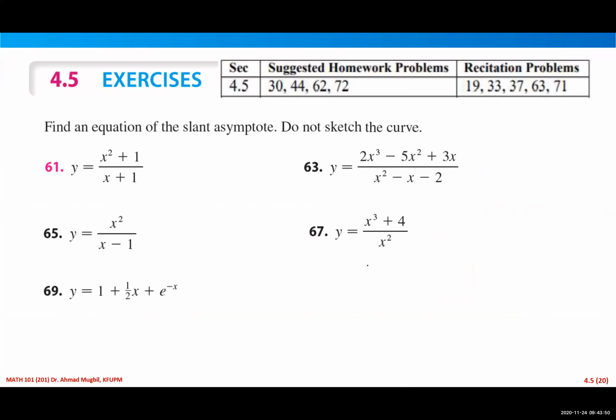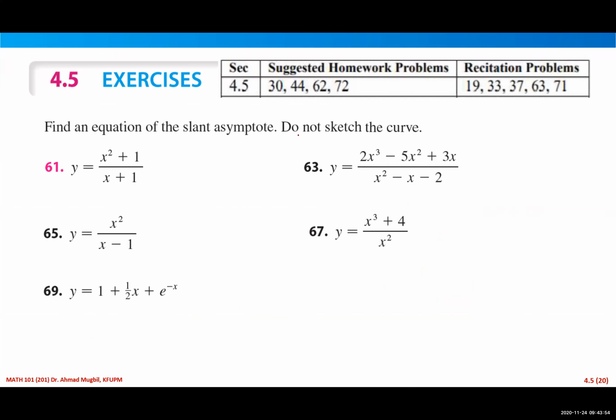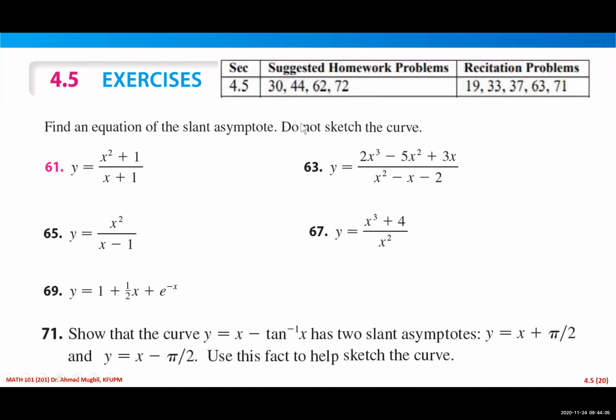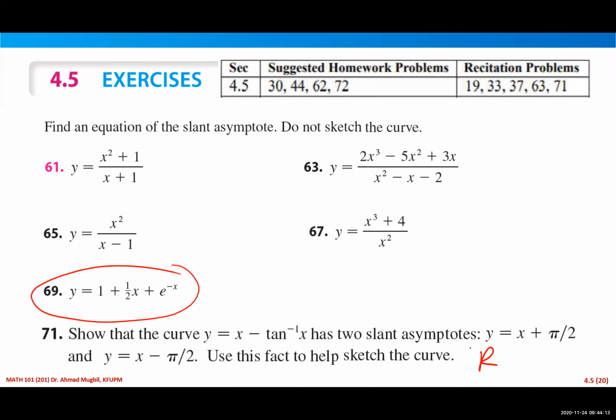I mentioned here, shabab, 5 exercises from your textbook for you to practice finding the slant asymptotes. This is easy. You will do the long division, long division. You can do that as I did in this example, shabab. Let me focus on this. How to find the slant asymptote of this one. And also there is an exercise here. This is a recitation, number 71. You will solve it, inshallah, with your recitation instructor. This is also an interesting one.